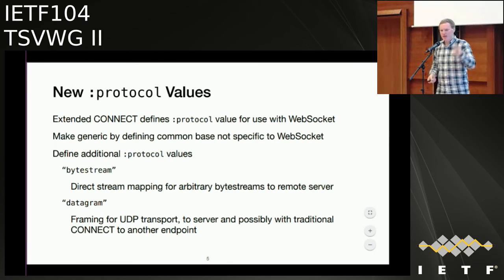In order to do this, basically, the extended connect handshake for WebSockets defines a protocol pseudo header, which currently has one value, WebSocket. And we'd effectively define two new values, one for byte stream and one for datagram. Byte stream maps to, hey, this is a byte stream, and I'm going to send you a stream of bytes. Datagram maps to, hey, I'd like to send you delineated messages, and I'm going to use some framing on that.